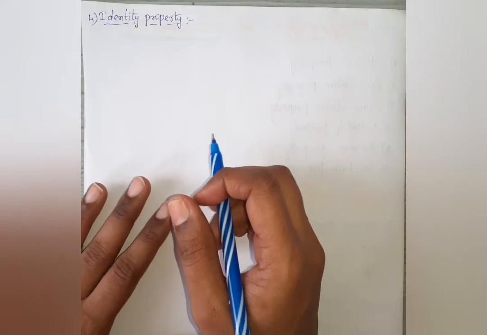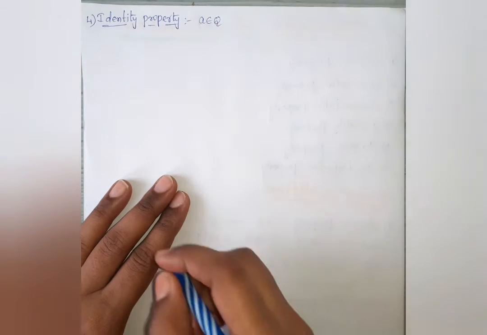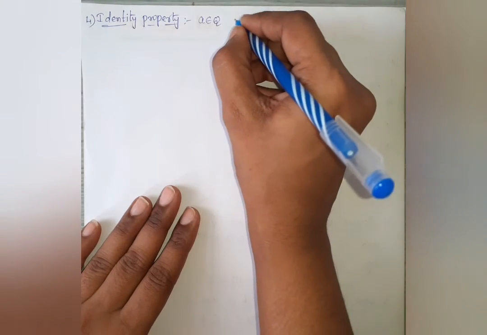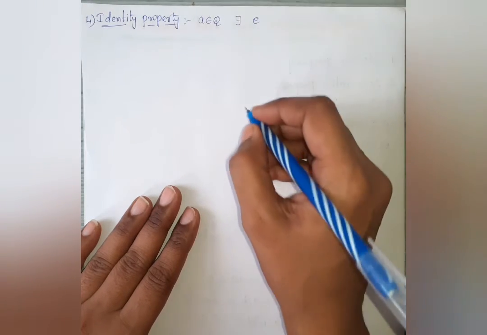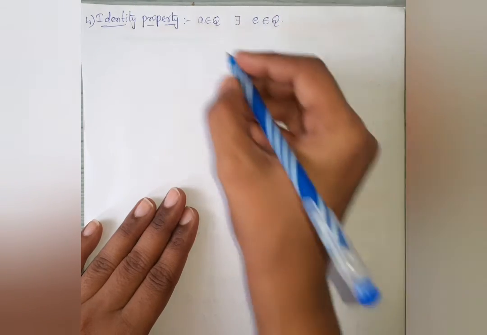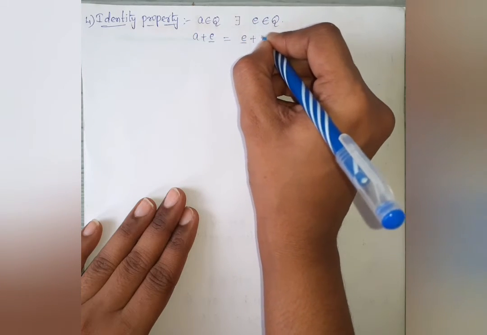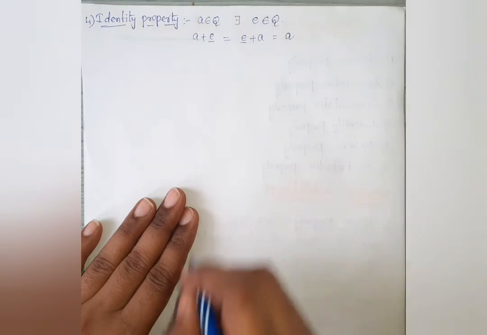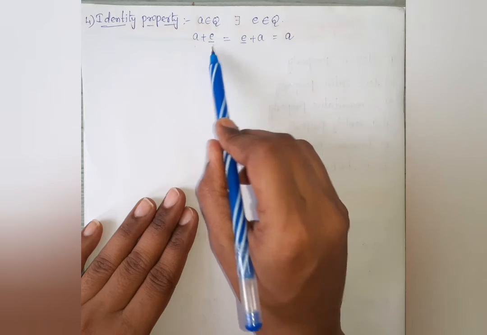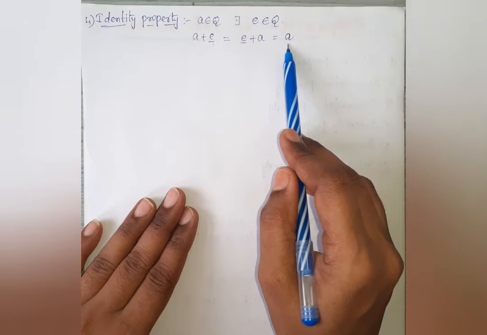Identity property. Suppose you take any number a which belongs to rational numbers, and there also exists one identity element e, also belonging to rational numbers, such that a plus e is equal to e plus a is equal to a. So it means that if you add that identity element to a number, or change the order, you get the same number itself.